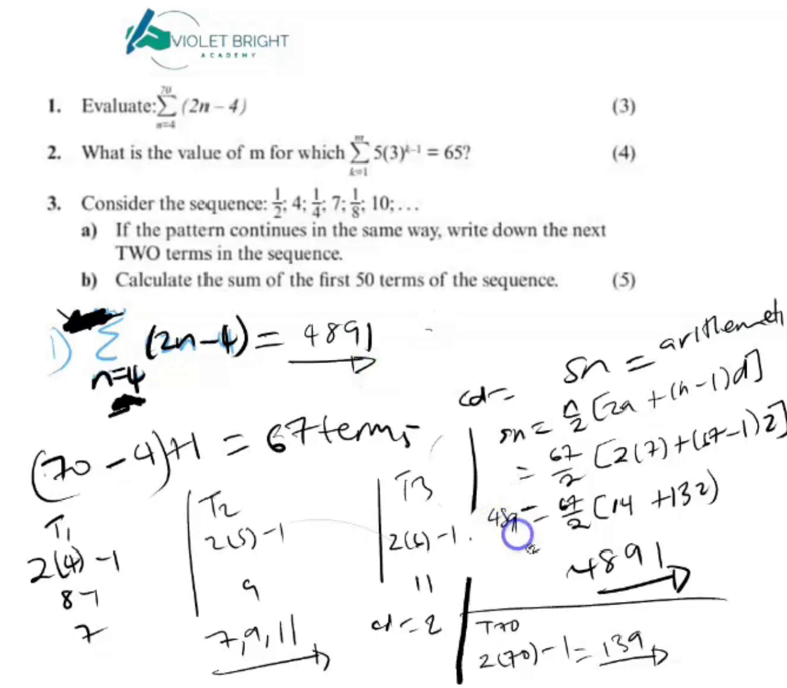Like this. Let's say we put it here, and let's say we're solving for n. You're solving for n given the sum of this arithmetic sequence. So hope you all understand. Let's move to the next question.